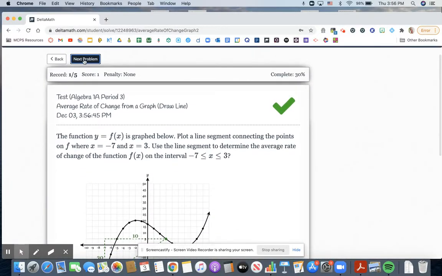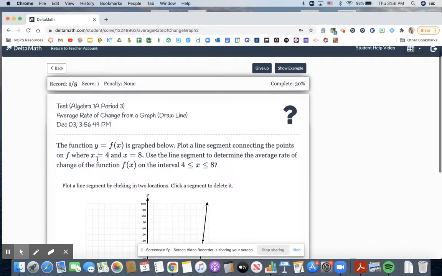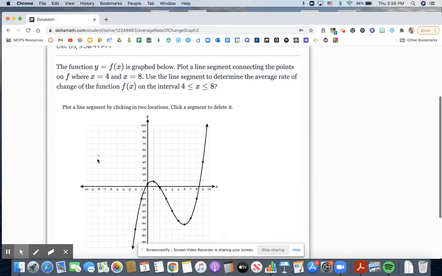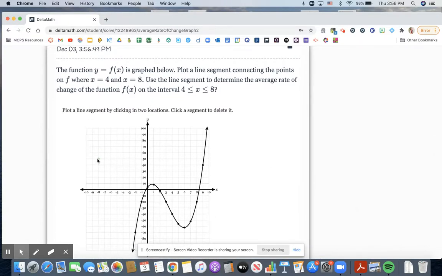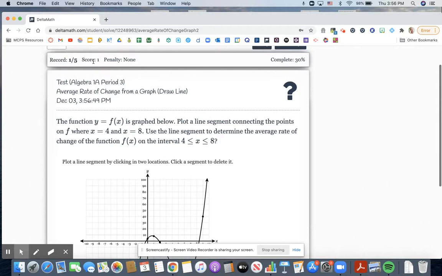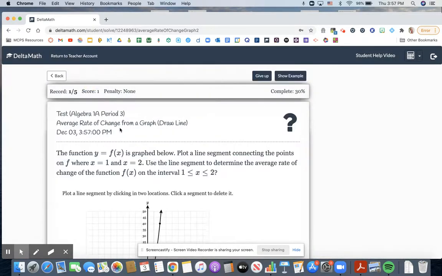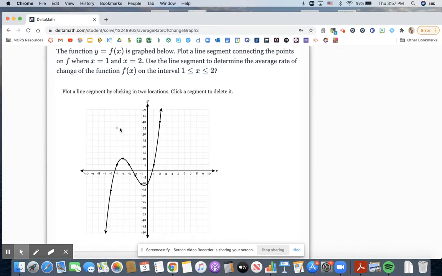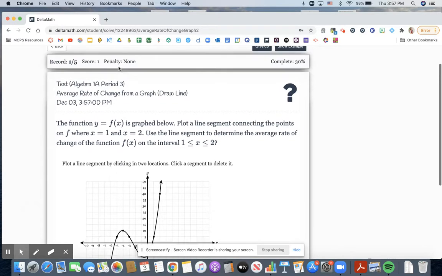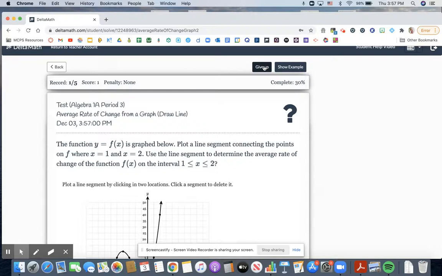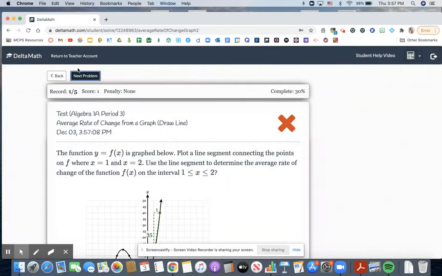Let me see if I can do one more problem. Let's do a different one. Sorry, I'm trying to find one that's a little more different.